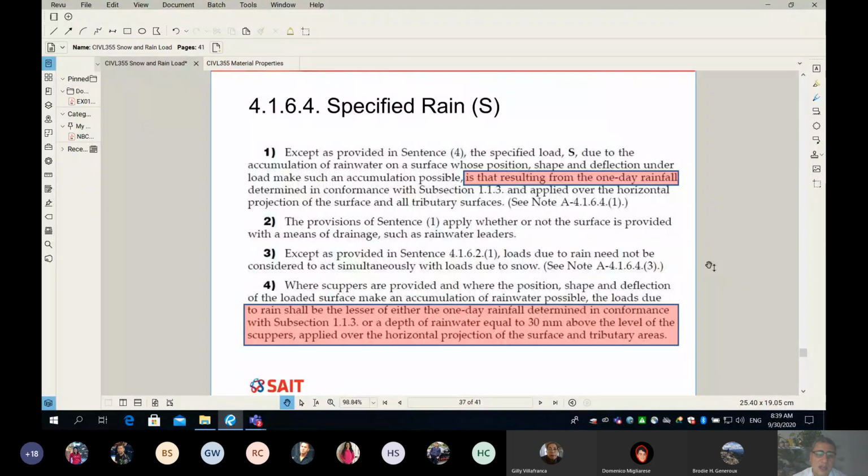Number four, which is really very important, it says wherever scuppers. And what are scuppers? Scuppers are little openings in the parapet to allow some water to go off the roof, go into the downspouts, and simply get rid of the water. So in case you have scuppers, and also the shape and the deflection of the building will allow for rain accumulation, then the loads due to the rain shall be the lesser of 1 day rainfall or a depth of water equal to 30 millimeter above the scuppers level. I know so far it's not really very clear, and I will show you when we start our numerical example. I'll show you how we apply this statement, okay? But for now, let's move on to our next slide.